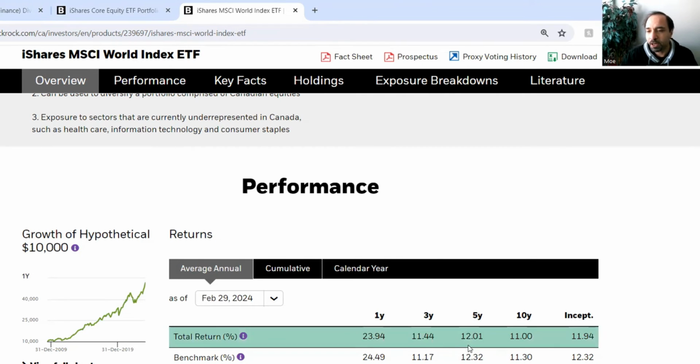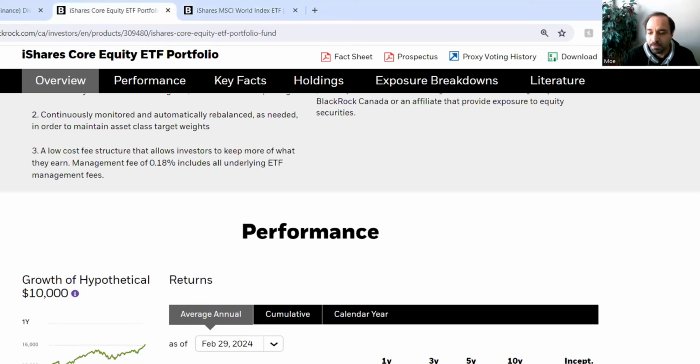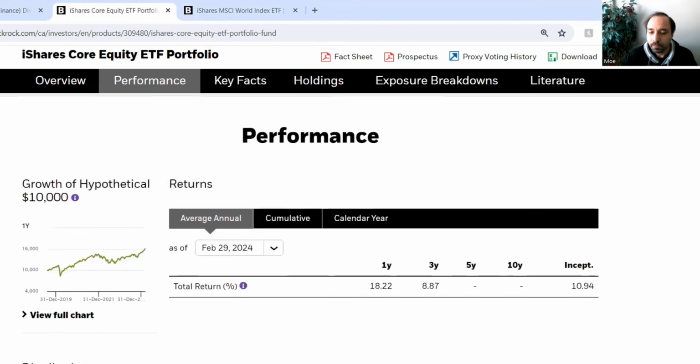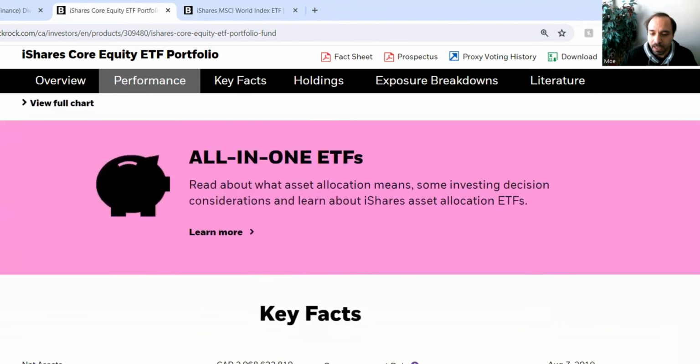With XEQT, we don't have other annualized returns, but you can see at least for XWD, the 5 year annualized return is 12% and the 10 year annualized return is 11%. If you go back, its return annualized since its inception, as we said back in 2009, is 11.9%. For XEQT, annualized since its inception in 2019 is close to 11% as well, 10.9% to be more accurate. And that's something for you to keep in mind.